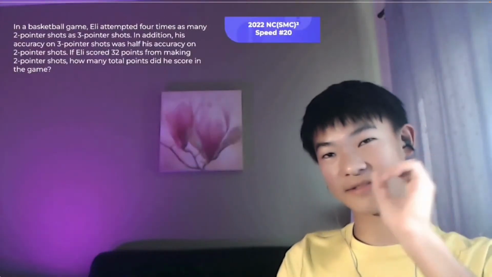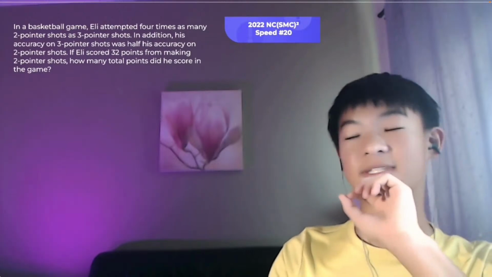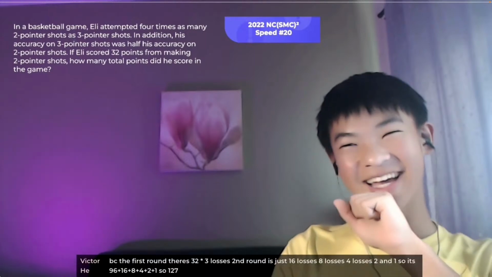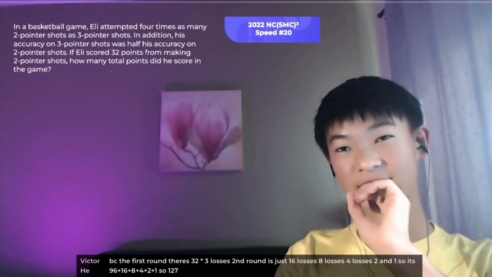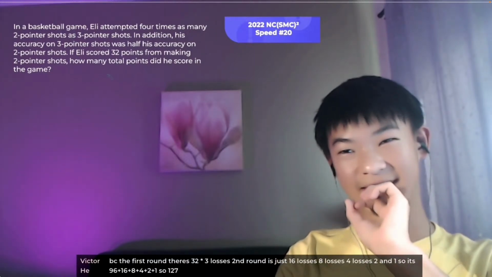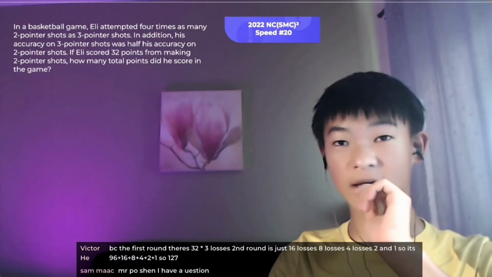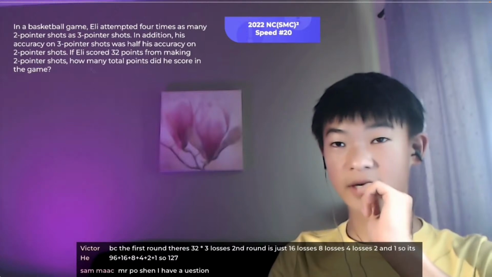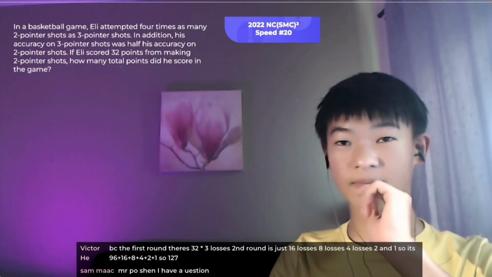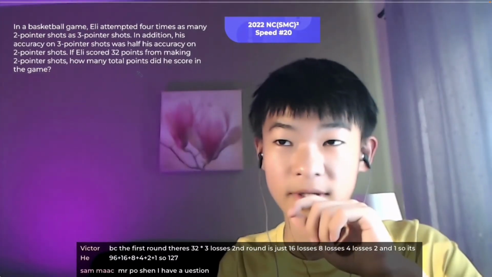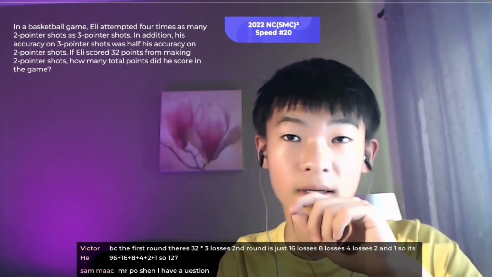We're back on the speed round and we're doing question 20 now. So in a basketball game, basketball is a great game. Eli attempted 4 times as many 2-point shots as 3-point shots. In addition, his accuracy on 3-point shots was half his accuracy on 2-point shots. If Eli scored 32 points from making 2-point shots, how many total points did he score in the game?